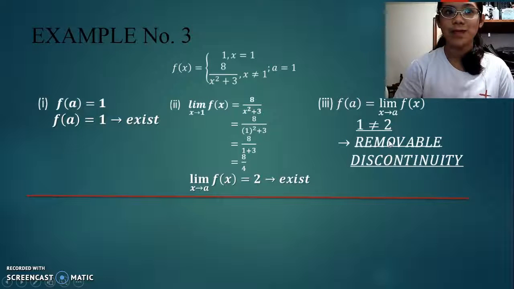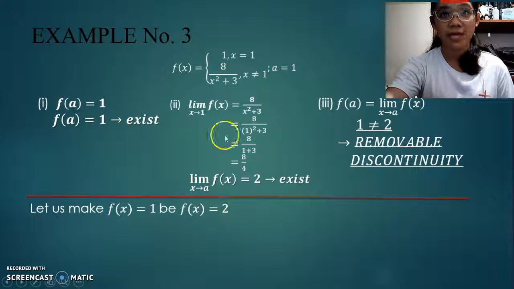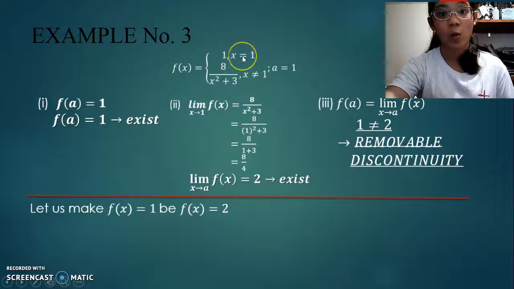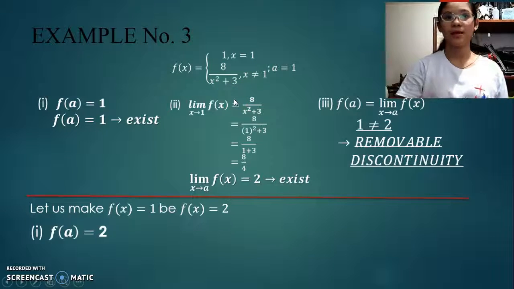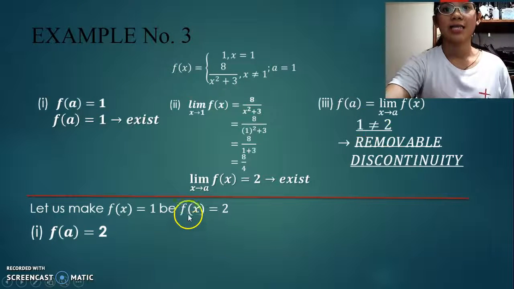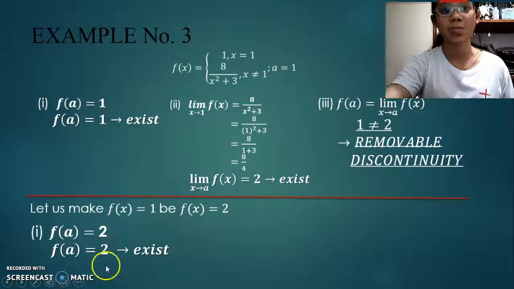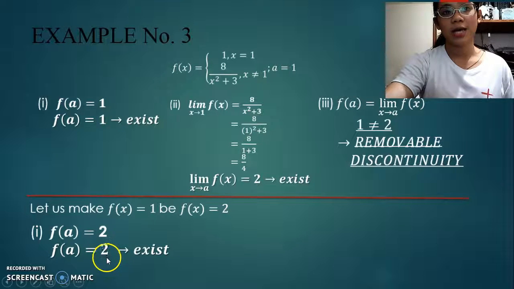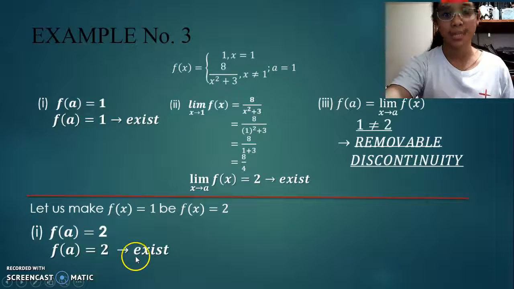And now, we will make the function of 1 be the function of x with the condition x is equal to 1. So solving for the f of a, it is f of x that satisfies the condition. So we will use the constant 2. Since 2 is constant, the f of a will still remain as 2. And since 2 is a real number, it is existing. So the value of the f of a exists.